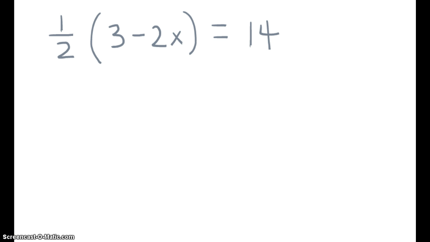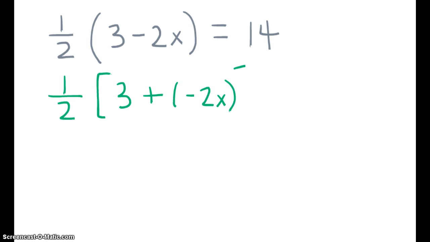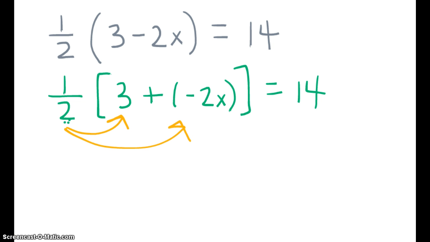Okay, so the first thing I'm going to do, again, is just rewrite it as, I'm going to put brackets here, rewrite it as addition. Okay, now, before you can get rid of this half, the best thing to do is to go ahead and distribute. So let's distribute here and here. So 1/2 times 3, remember this is just 3 over 1, so that's going to be 3/2.